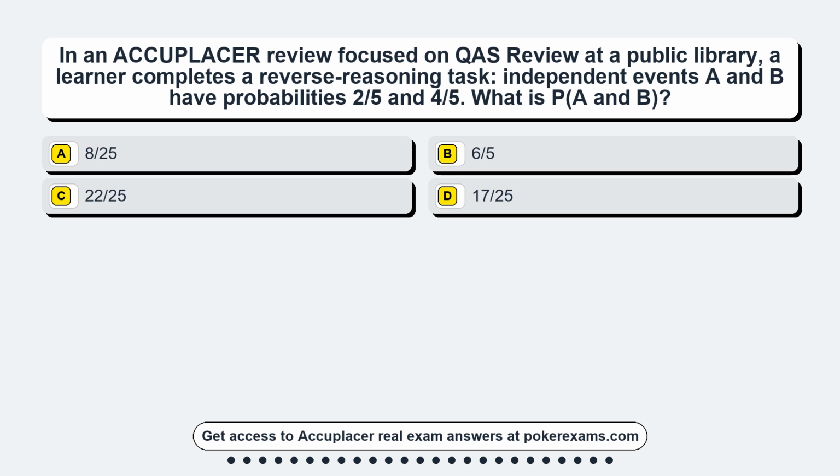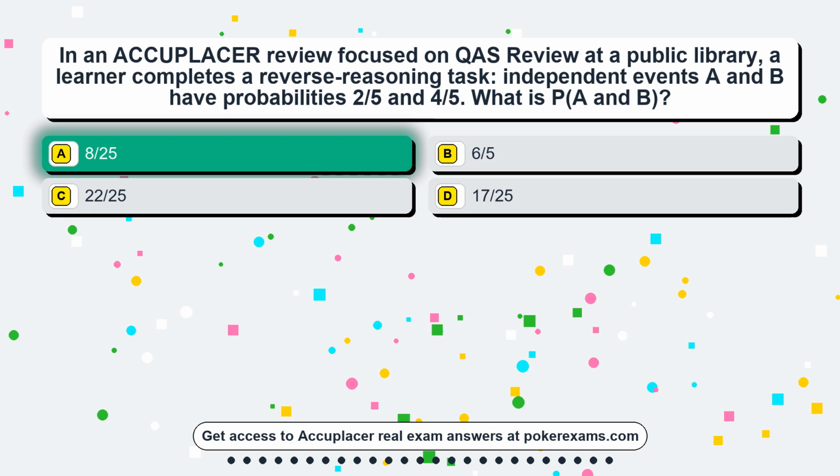Question 11. In an ACCUPLACER review focused on QAS review at a public library, a learner completes a reverse-reasoning task. Independent events A and B have probabilities 2/5 and 4/5. What is P(A and B)? Option A, 8/25. Option B, 6/5. Option C, 22/25. Option D, 17/25. The correct answer is option A, 8/25.